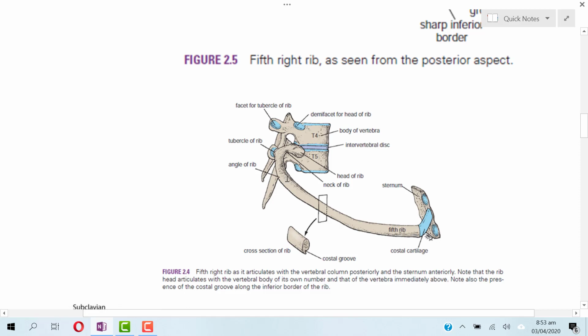Okay, I will repeat again. Costovertebral, plain synovial joint. Costotransverse is a synovial joint. Chondrosternal, if it is the first, it will be primary cartilaginous. If it is from second to seventh, then they are synovial. Then costochondral, they are primary cartilaginous joints. Okay, so this was the second part of the osteology.